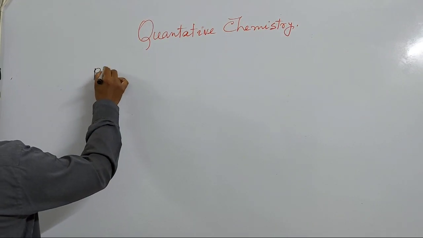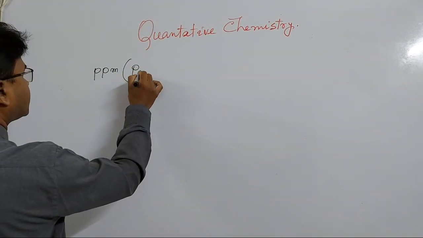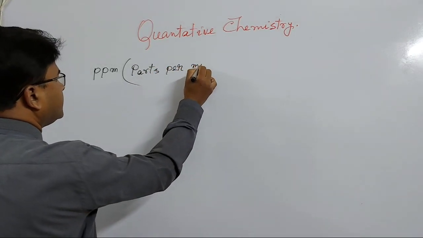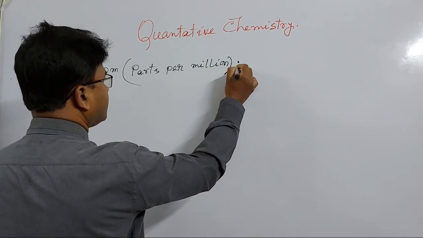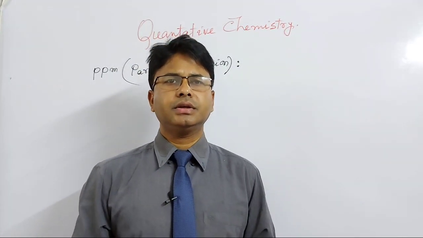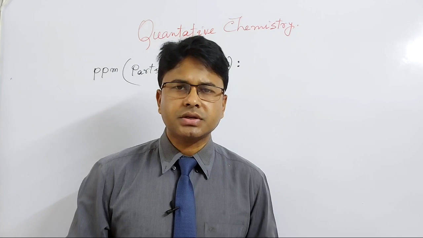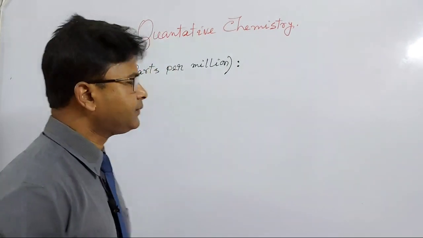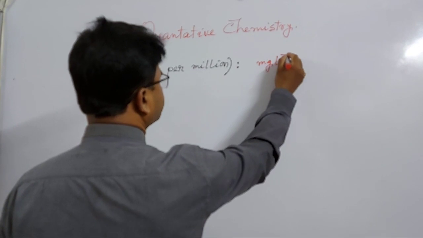ppm. The elaboration of ppm is parts per million. Parts per million. The dissolved part of solute in each of the 10 lakh part of solution is called parts per million. It is expressed in milligram per liter unit.